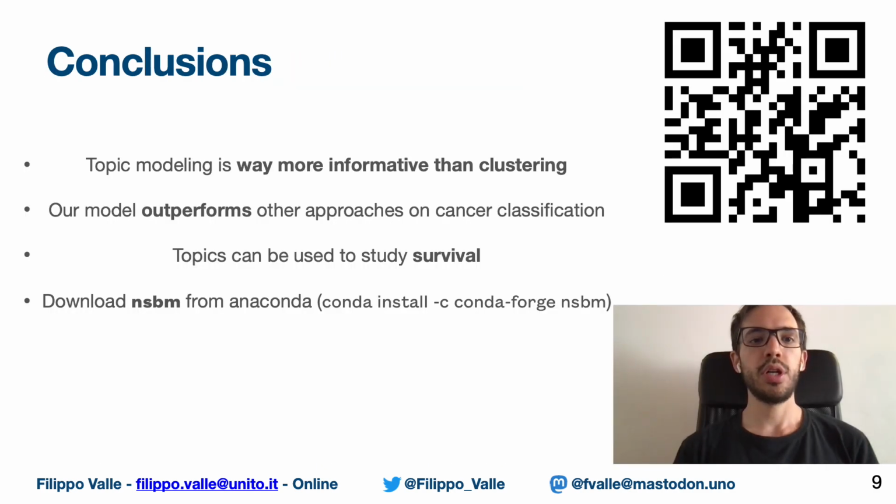So let me conclude. I will show you that topic modeling is a very informative way to perform clustering. I've shown you that this network-based topic modeling can outperform other approaches of clustering and also other approaches of topic modeling like latent Dirichlet allocation. I've shown you that these probability distributions can be used to create cohorts of patients and study, for example, the survival probability of patients. And with this work, we release a tool we call NSBM.